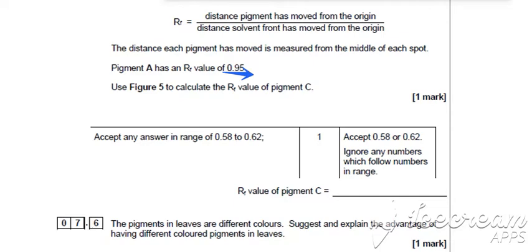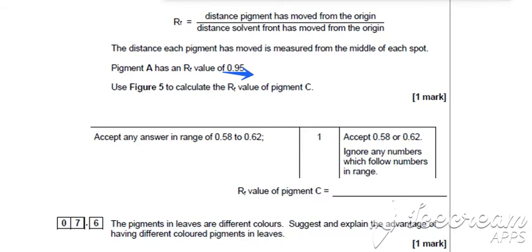So we can rearrange that equation and we would do the distance that we have measured for pigment A and divide that by our RF value of 0.95. This would give us the distance that the solvent has moved from the origin.